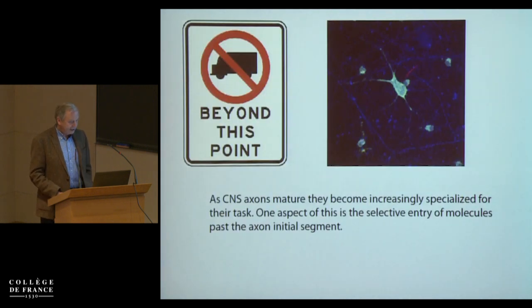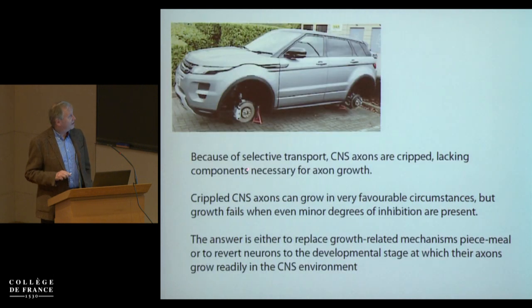So to summarize, that's the current situation. That's a CNS axon there. That's a CNS neuron. There's a trafficking block at this point here as the axon matures, and therefore the good stuff is never making it into the axon. So what's happening is because of selective transport, your CNS axons are crippled, and they lack the components that are necessary for axon growth. It's like the car with no wheels I've got in the picture.